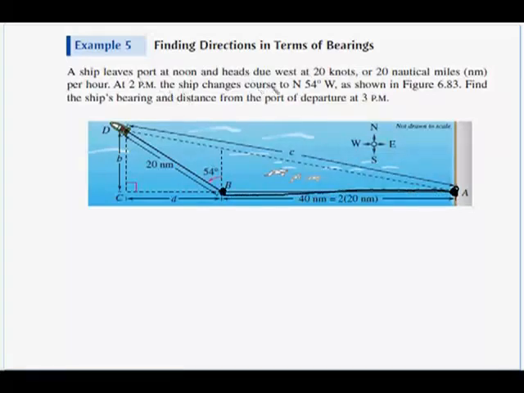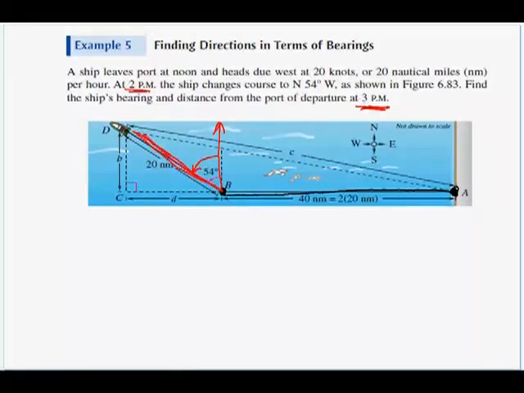At this point, the ship changes course to north 54 west. So here is our north-south line. We've changed to north, and then 54 degrees off of that northern bearing to the west. So we changed our direction. Find the ship's distance and bearing from the port of departure at 3 p.m. So we changed bearings at 2. We traveled for another hour going 20 nautical miles. So right here we have another 20 nautical miles.